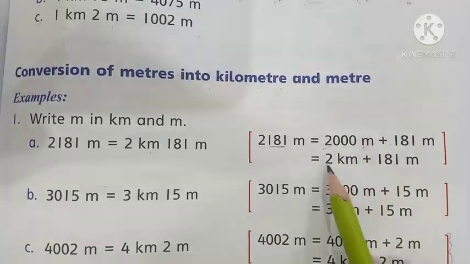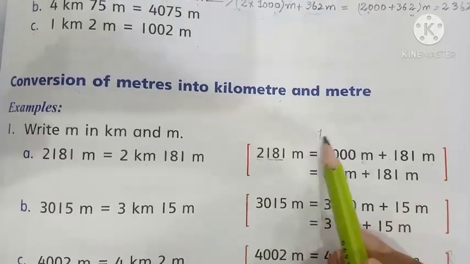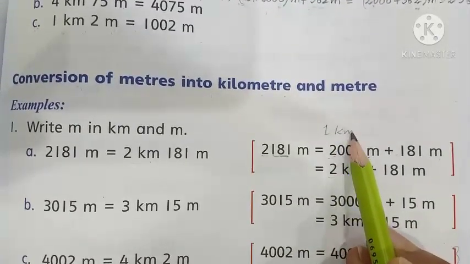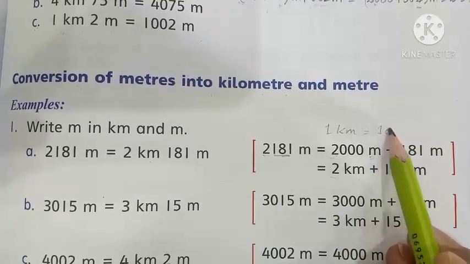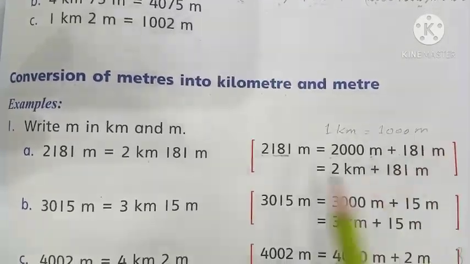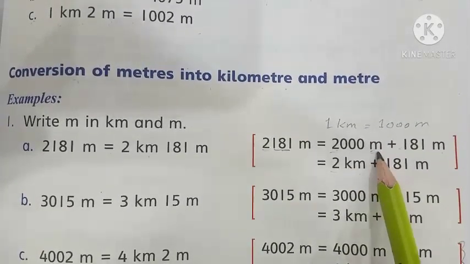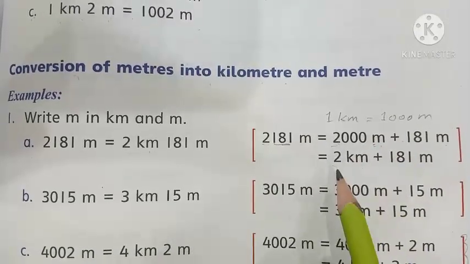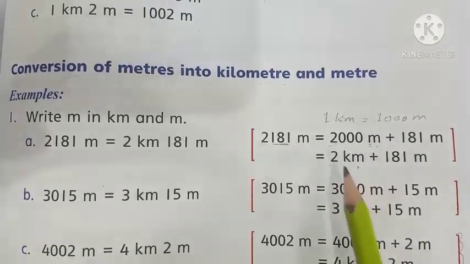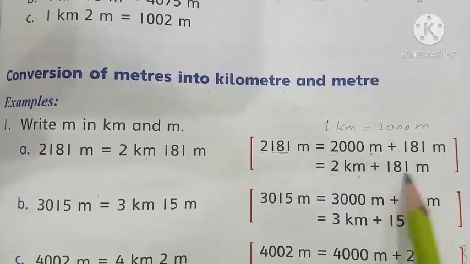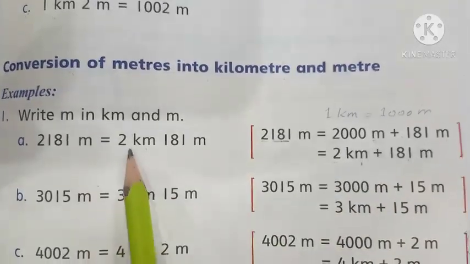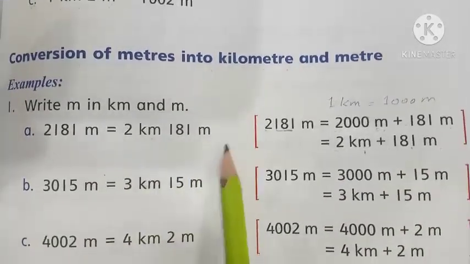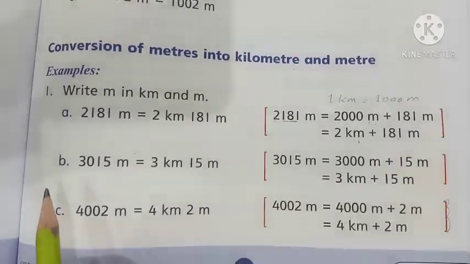2000 meter will be equal to 2 kilometer because we have 1 kilometer is equal to 1000 meters. So in 2000 meters there will be 2 kilometers. 2 kilometers plus 181 meter equal to 2 kilometer 181 meters. Okay students.